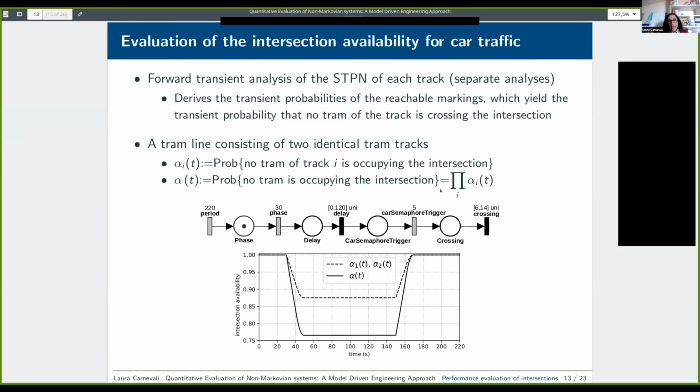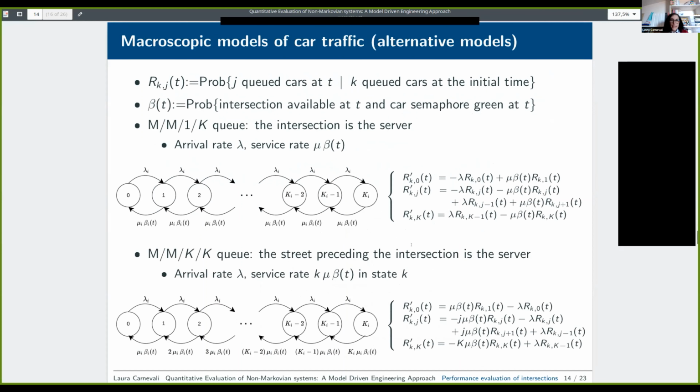And finally, what we obtain is the transient probability that no tram is occupying the intersection. So, for instance, in this case here, we consider two identical tram tracks, and so the dashed line is the probability that no tram of a single track is occupying the intersection, and the black line is the probability that no tram of any of the two tracks is actually occupying the intersection. And so this probability is used to modulate the service rates in the macroscopic model of car traffic.